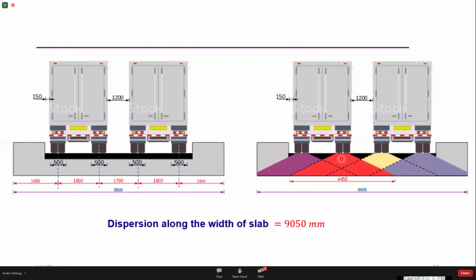So when the load is placed, the load is going to disperse through a length of 4.45 meters. Similarly, I can write out the dimensions for all these dispersions and I can calculate what is the total length of dispersion. So here the total length of dispersion I think works out 9.05 meters. So this is how I calculate the total width of dispersion across the span of the deck slab.